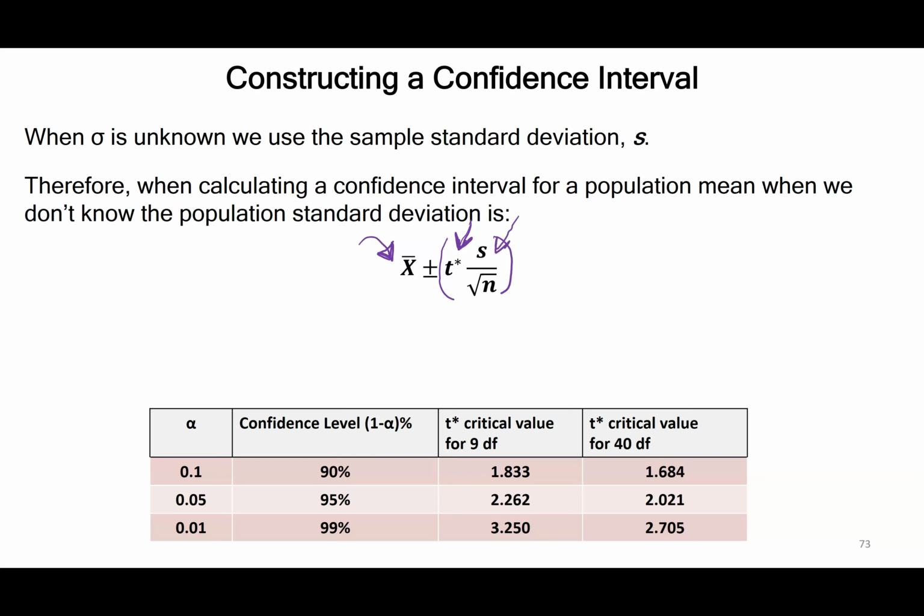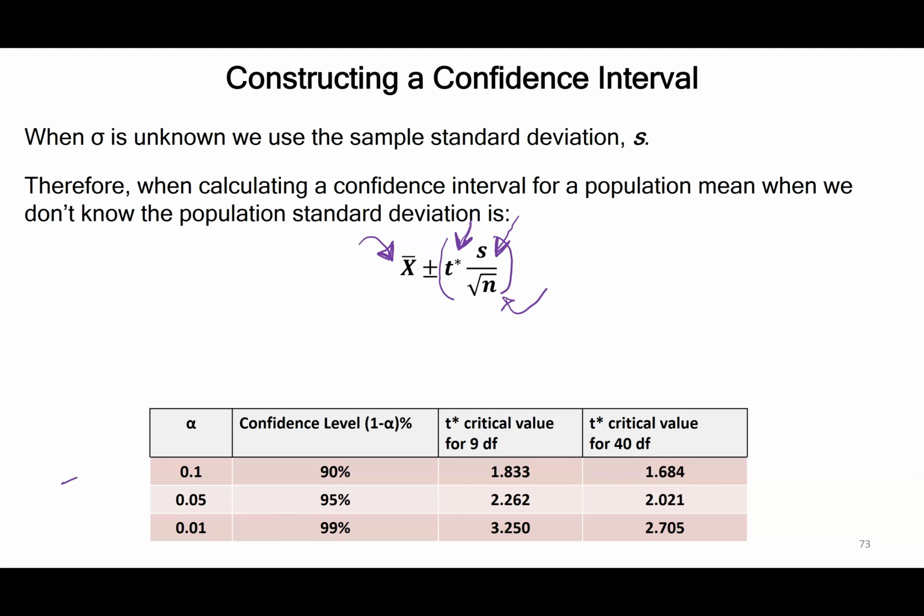It's going to use S instead of sigma. We don't know sigma. If we know sigma, skip straight to using z-methods and a z-star. But if we only have sample information, we have to use t-methods over the square root of n. So it's going to look really, really similar to when we had z-methods, except now we have t-star and S instead of z-star and sigma.